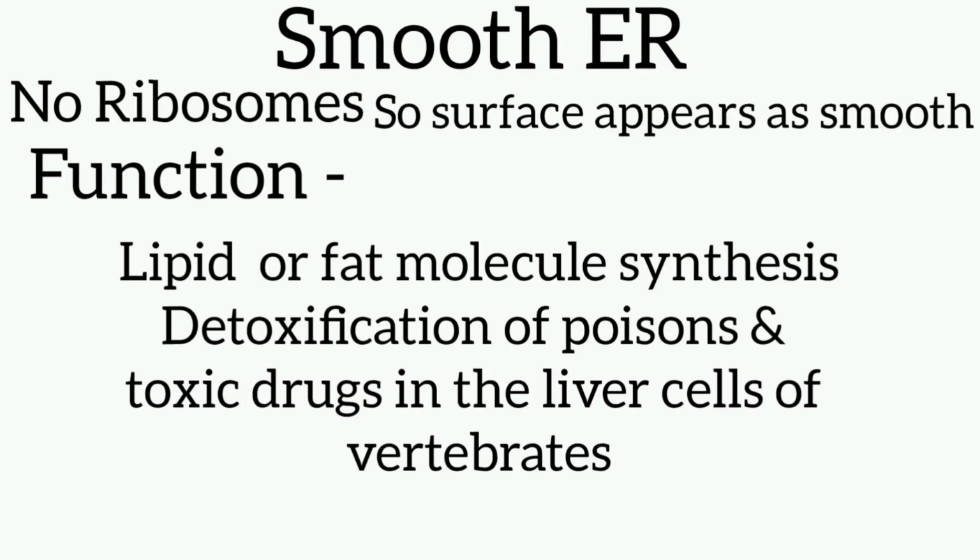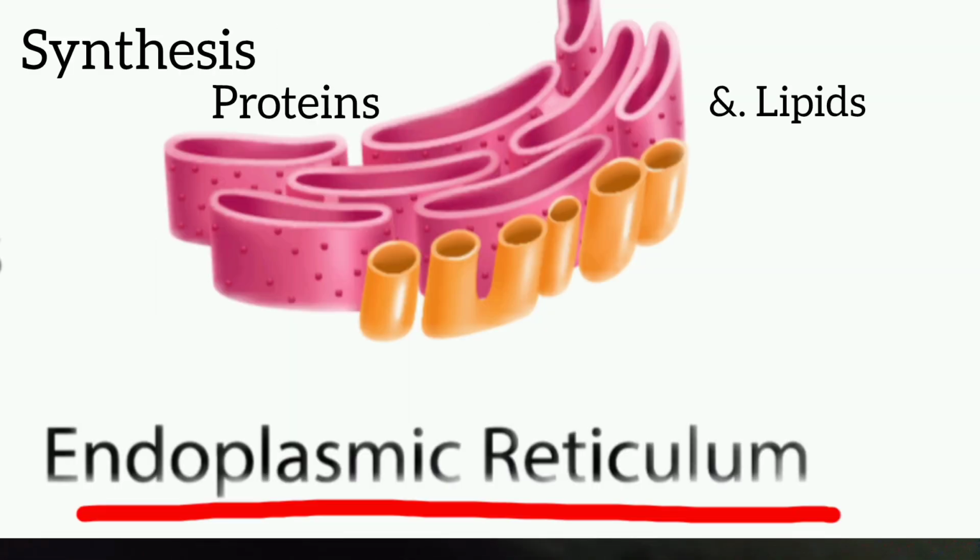And the second one is smooth endoplasmic reticulum. As the name suggests, its surface appears smooth because it lacks ribosomes, or no ribosomes are present on it. Its main functions are to make fats or lipid molecules, and it also helps in the detoxification process, that is, removing harmful substances from the cell. So both types of endoplasmic reticulum are very important, and they not only carry materials around the cell but also help in building proteins and lipids, and these proteins or lipids are needed for the cell's growth and repair.